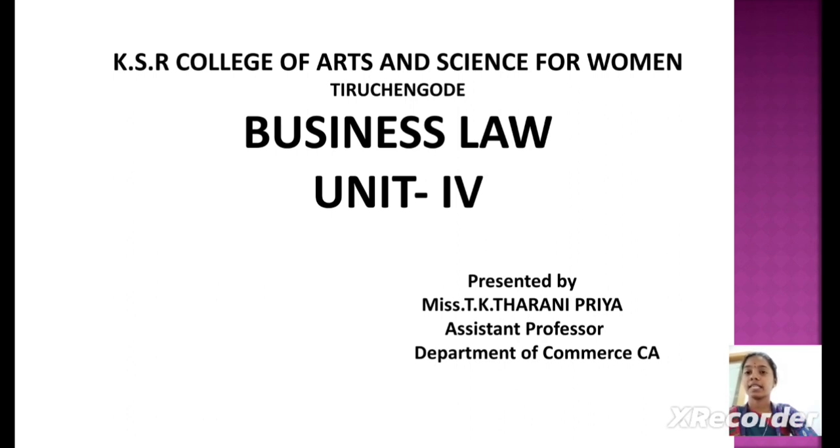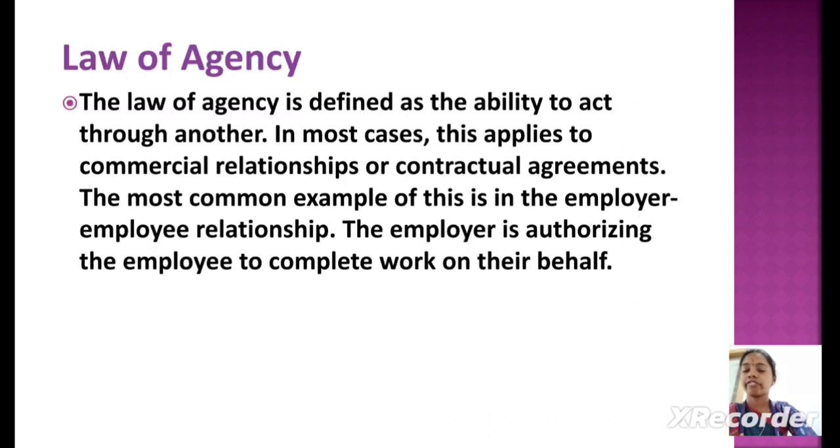So now we are going to discuss business law, unit 4, law of agency. The law of agency is defined as the ability to act through another. In most cases, this applies to commercial relationships or contractual agreements. The most common example of this is the employer-employee relationship. The employer is authorizing the employee to complete work on their behalf.